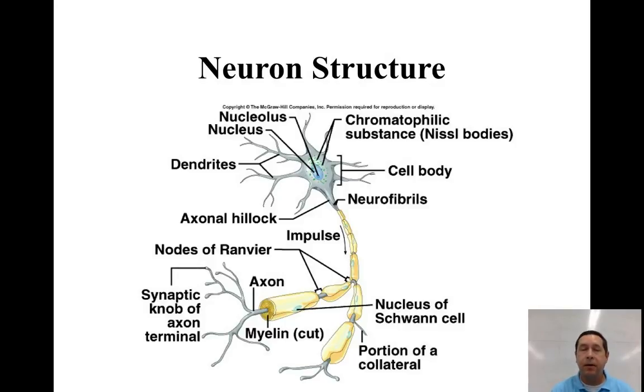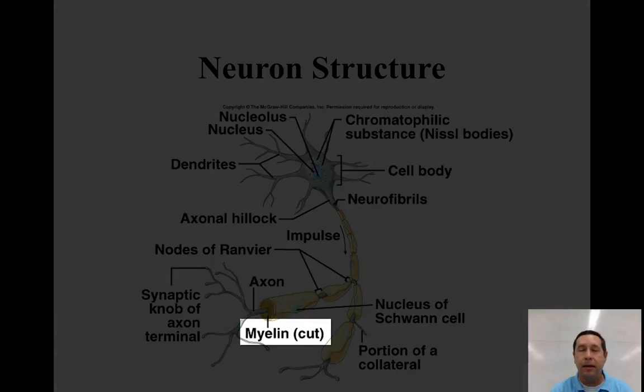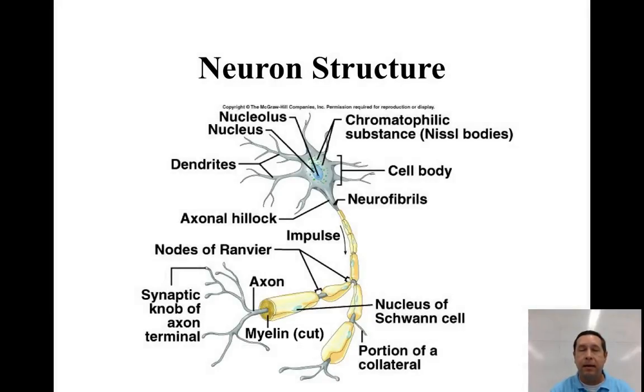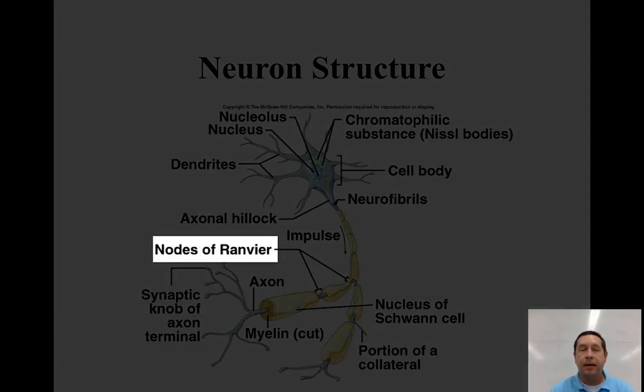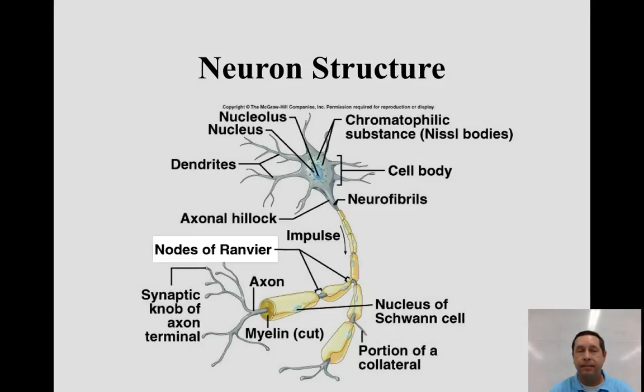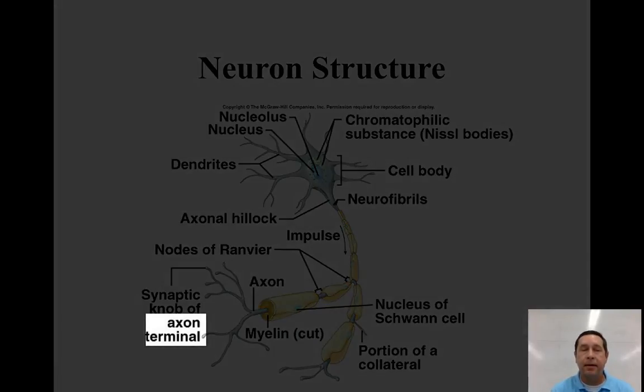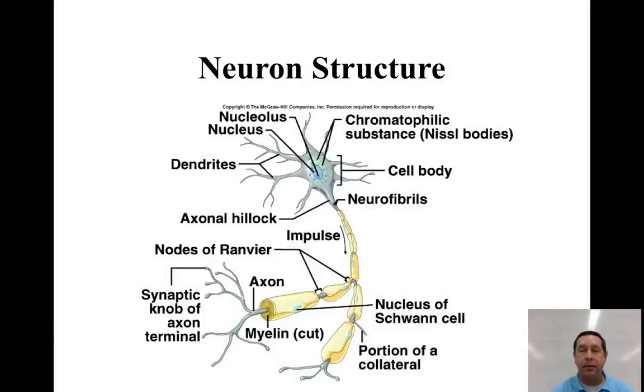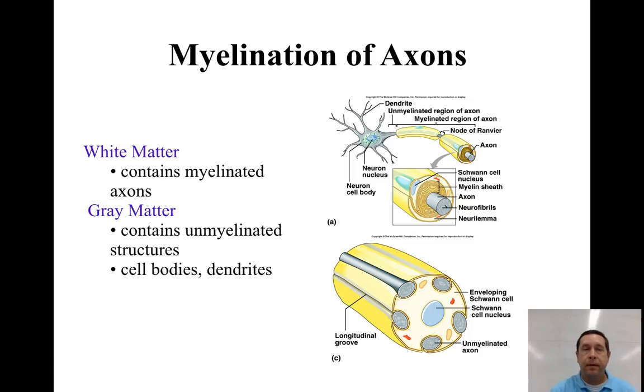Axons oftentimes have a coating or a covering that helps speed up conduction called myelin, which is made by various supporting cells. We'll talk about those later. And then there are gaps in the myelin sheath called the nodes of Ranvier. And finally, you have the axon terminals, which are the ends of the axon where it branches to communicate with other cells. So in the nervous system, especially in the brain and spinal cord, you have what we call white matter and gray matter. White matter is myelinated axons, and gray matter is unmyelinated structures like the cell bodies and the dendrites.